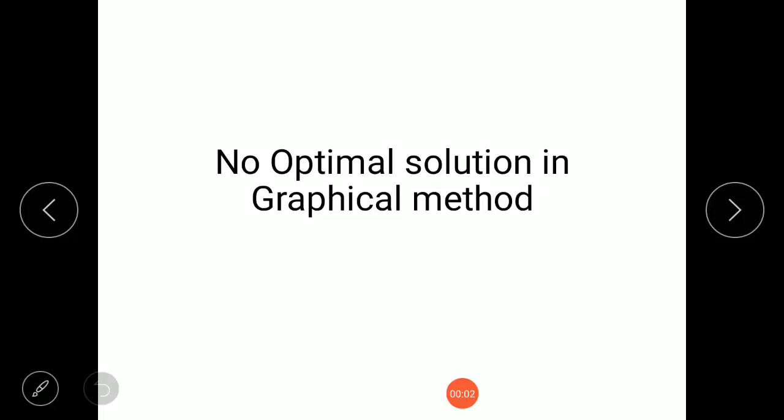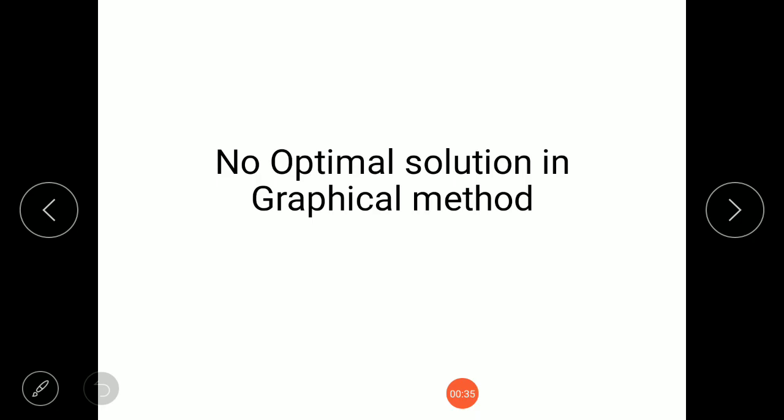Students, in the last lecture I was discussing the special cases of the graphical method, and I discussed multiple optimal solutions in the graphical method, where in the solution you will get two or more coordinate points, or x1 x2 variable points, for the maximum z or minimum z. Now in this lecture I will be discussing the remaining special cases of the graphical method.